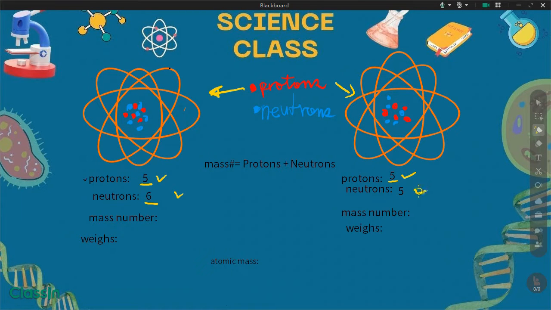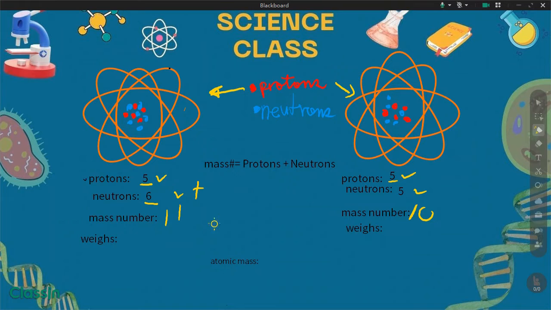All right. So remember, isotopes have the same protons, but different neutrons as well as mass number. So how are we going to look for the mass number? We are going to add 5 and 6. So that would be your mass number. And also here, 5 plus 5, we got 10. So this is the same element, but they have different neutrons. So this is an isotope.